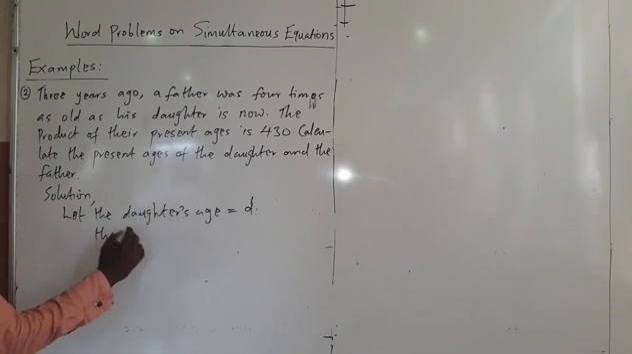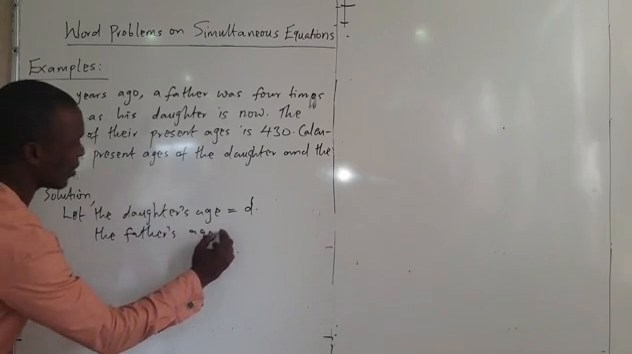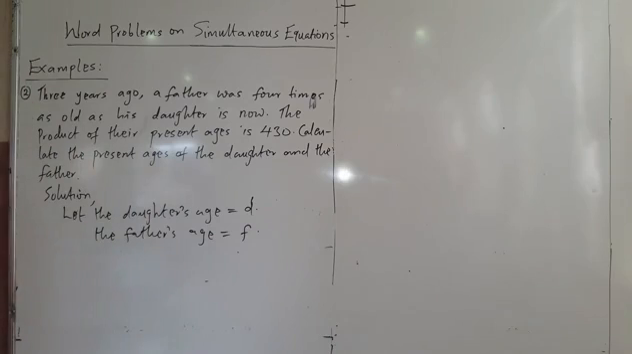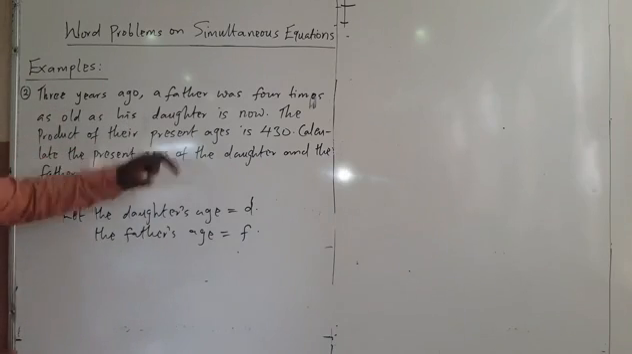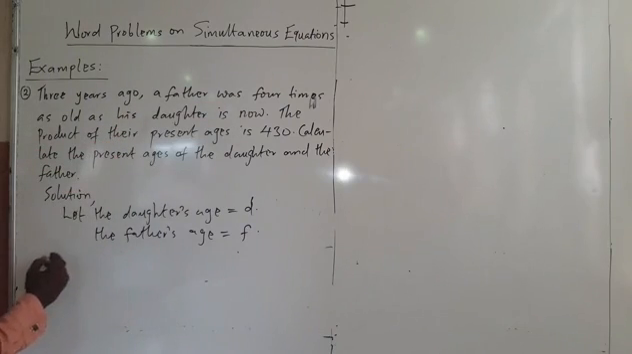Then the father's age equals F. So the statement now says 3 years ago. So 3 years ago, the father was. So the father's age 3 years ago.